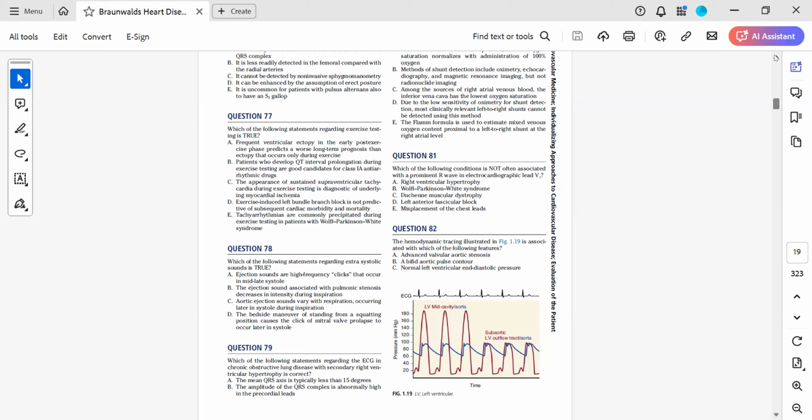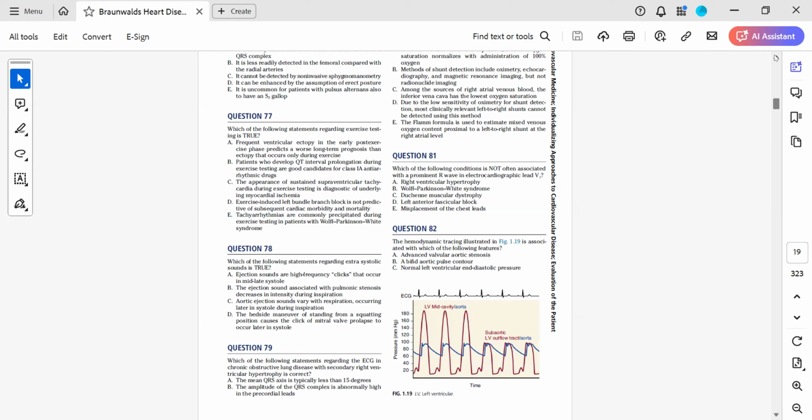A dominant R wave in V1 may be a normal phenomenon, seen in children or young adults, or in adults who have a persistent infantile pattern. Then it can also be seen in cases of right ventricular hypertrophy, where we expect the ratio of the R wave to the S wave to be greater than 1, or the R wave amplitude to be greater than 7 millimeters.